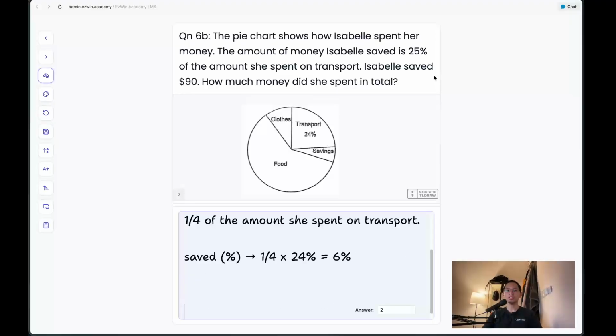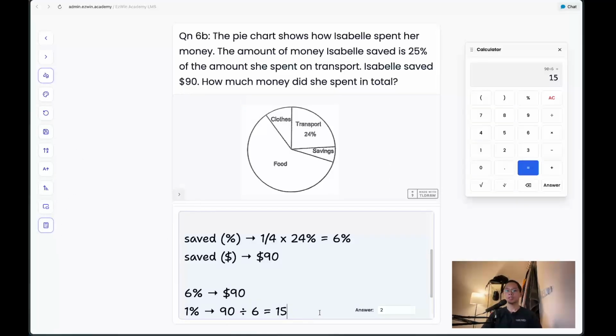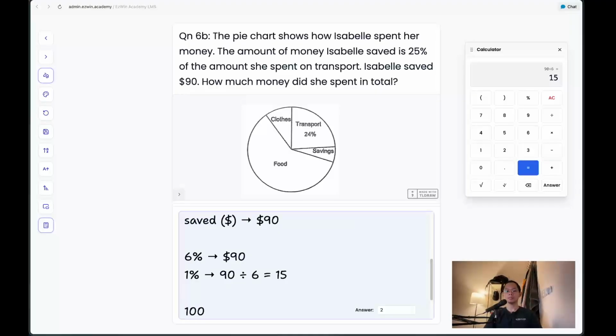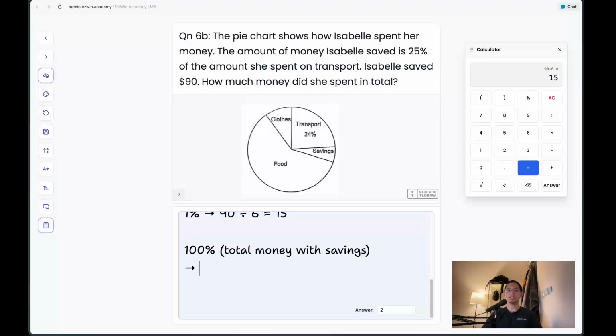Then we also know that Isabel saved in dollars $90. So that means 6% is equal to $90. 1% will be 90 divided by 6. This will give us 15. Let me double check with the calculator. Right, it's 15. So that means how much she spent in total? 100%, which is total spent. Actually, it's not 100%, but we can put total money. I think that's where students get careless, is that 100% is total money with savings. So that means it's basically 100 times 15, which is 1,500.